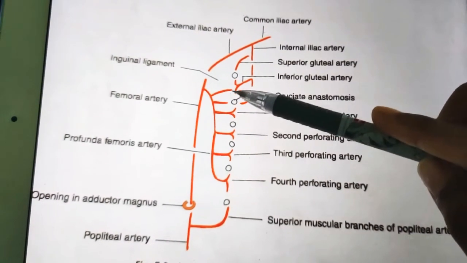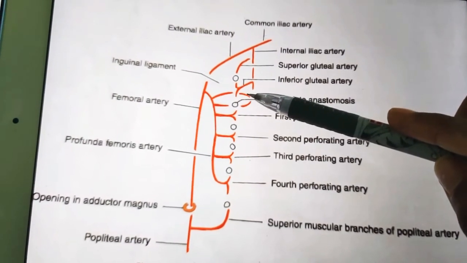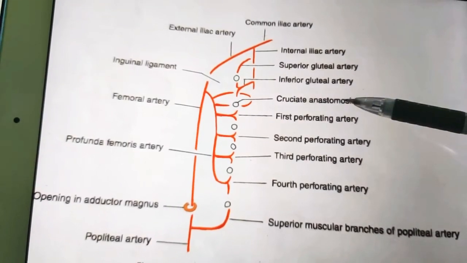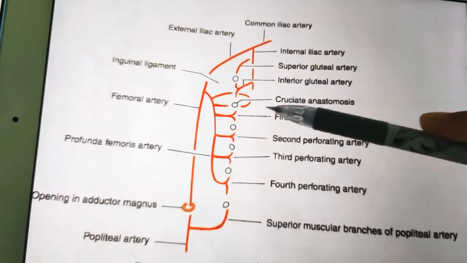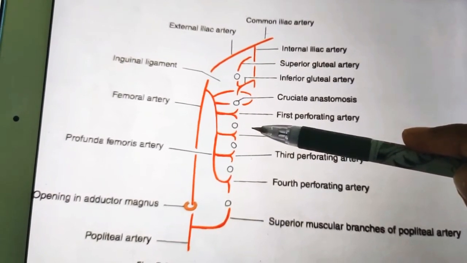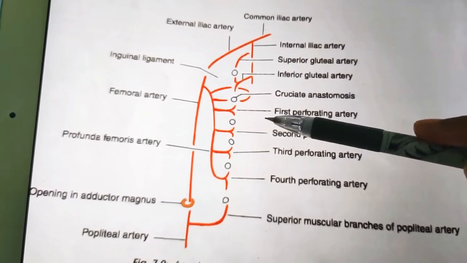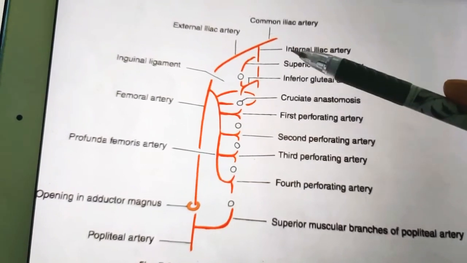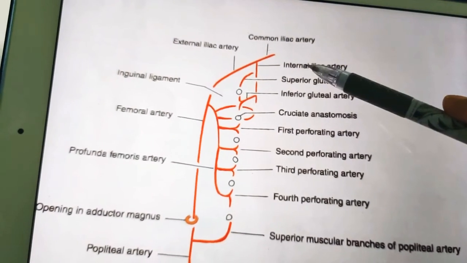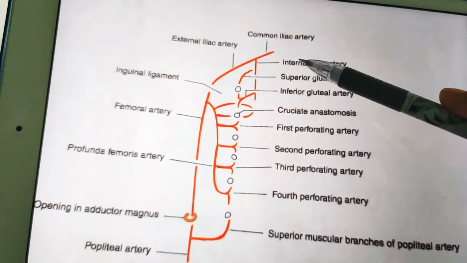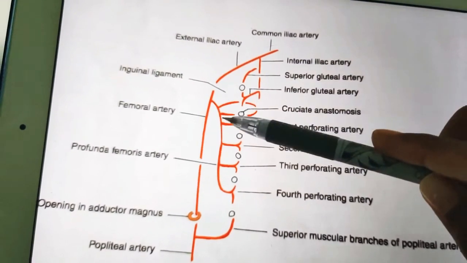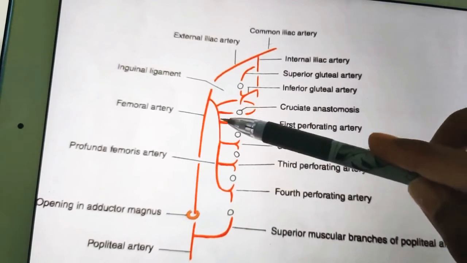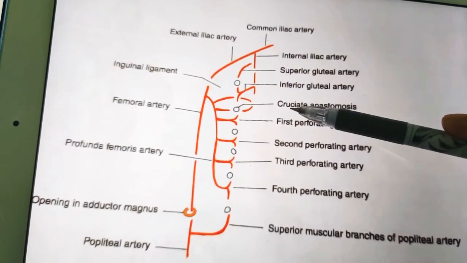So this is forming one anastomosis over here, that is called the cruciate anastomosis, and the circumflex femoral anastomose with the first perforating artery. Yeah, that is called cruciate anastomosis. Sorry, not the above one. The gluteal arteries along with the circumflex femoral arteries form the trochanteric anastomosis, but the cruciate anastomosis is where the first perforating artery also participates, that is called cruciate anastomosis.